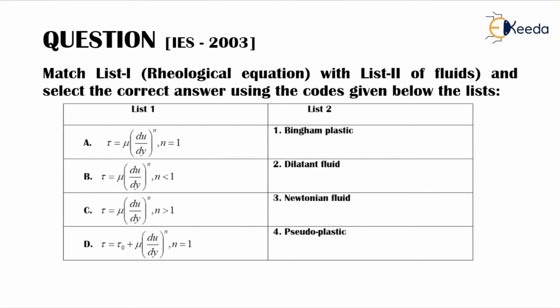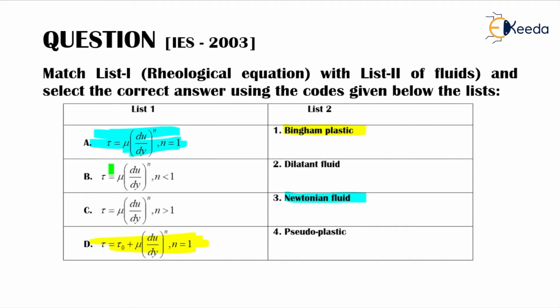Now the next problem, we need to directly relate tau equals, now look at these options. There is only one option in which tau naught will exist. So this D must be matching with Bingham plastic. Then we have this value, tau is equal to mu du over dy. That is Newton's law of viscosity. That is simply a Newtonian fluid. So this also can be done.